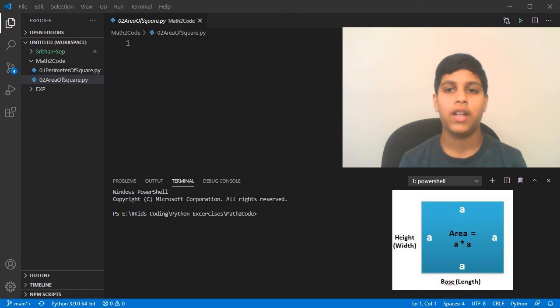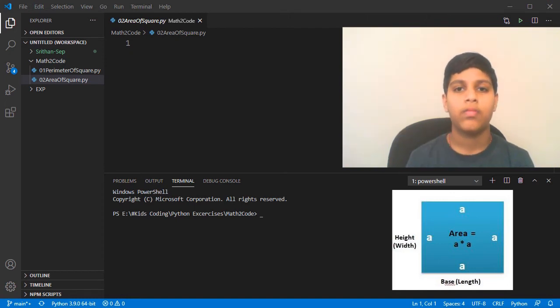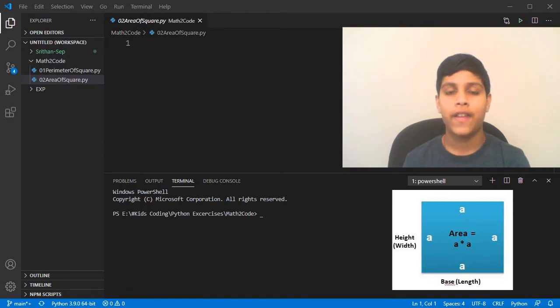Units of measurement is very important when we are talking about area. If the length is in centimeters, then the area will be in square centimeters. If the length is in meters, then the area will be in square meters. If the length is in miles, then the area will be in square miles.